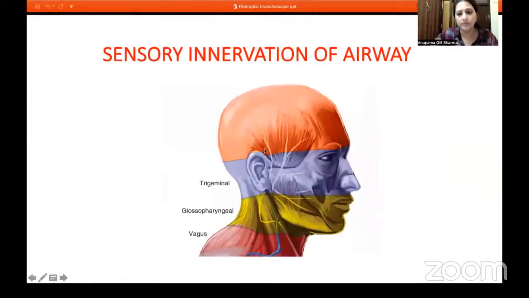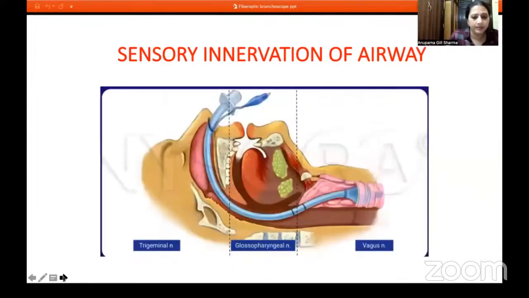Now going on to the local anesthetics used in airway anesthesia. This is just to give you a brief about the sensory innervation of the airway. The trigeminal nerve, glossopharyngeal nerve and the vagus nerves are the ones which supply the airway. The trigeminal nerve supplies the nasal cavity and the nasopharynx, the glossopharyngeal the oropharynx and the oral cavity, and the vagus nerves the periglottic, supraglottic and infraglottic structures.